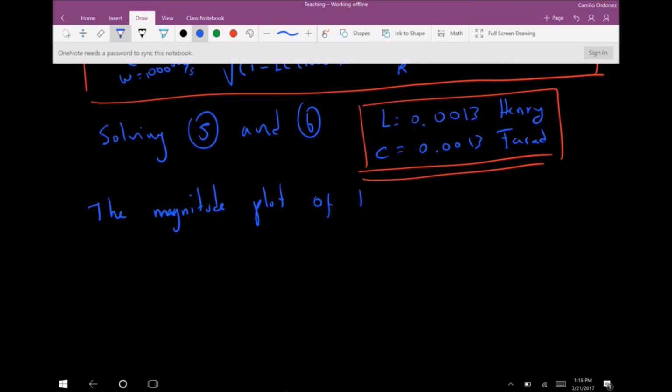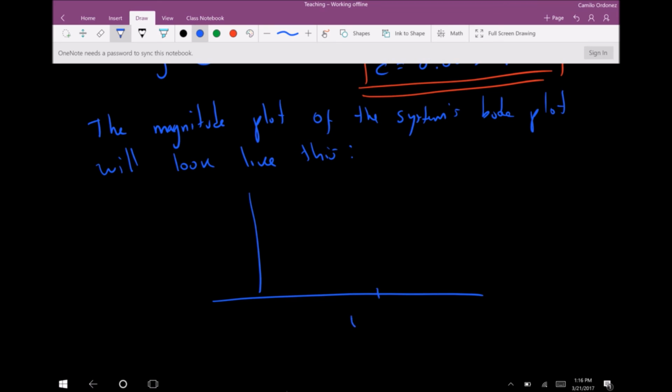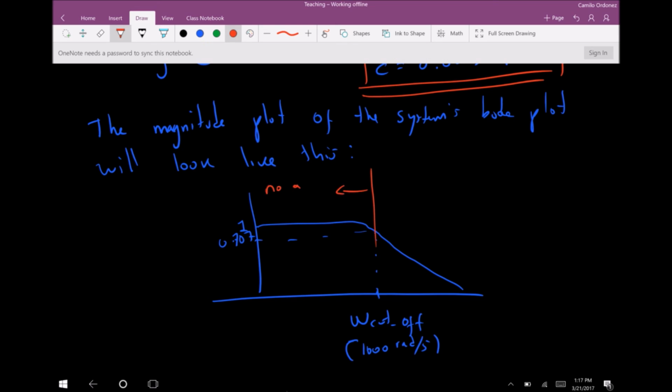If you were to plot the magnitude plot of the Bode plot for this system, it will look like the following. So you have a cutoff frequency of 1000 radians per second, and you look at the magnitude at this frequency is 0.707. If you set omega equal to 0 or a value smaller than this, you will see from the expression of H of j omega that the magnitude is 1.